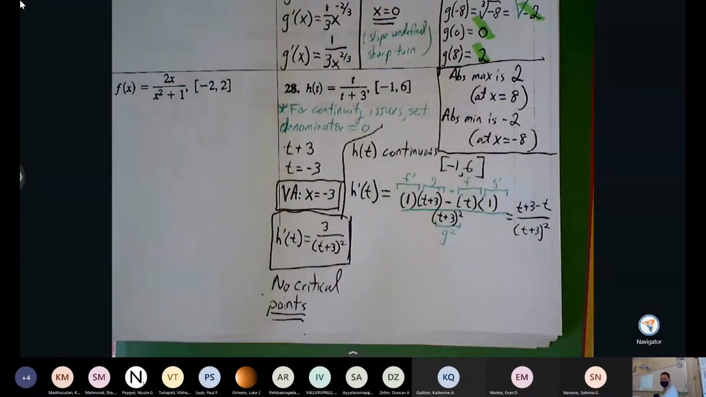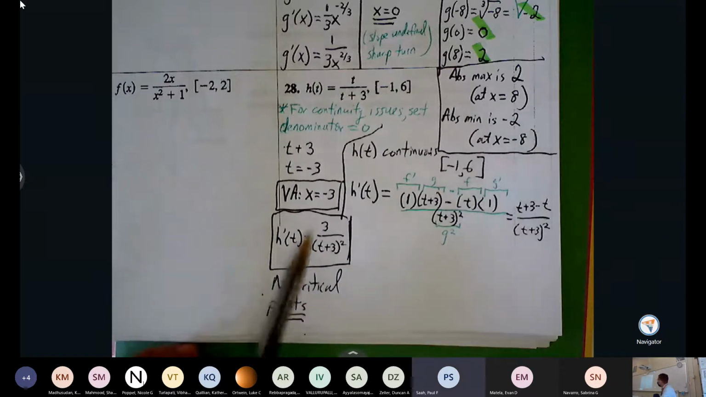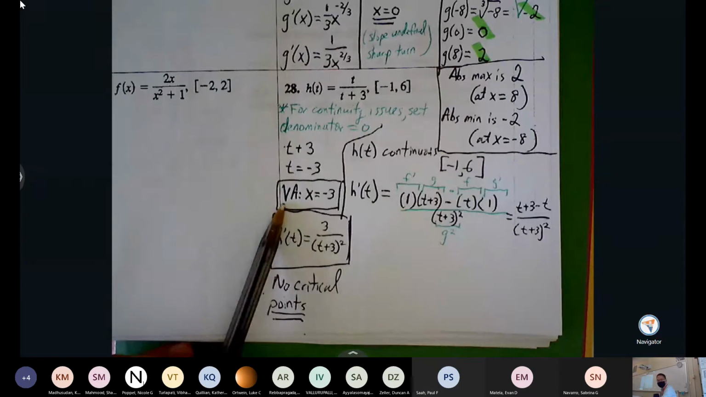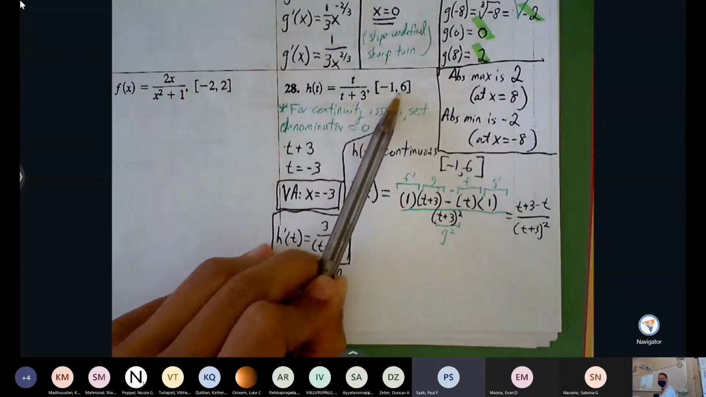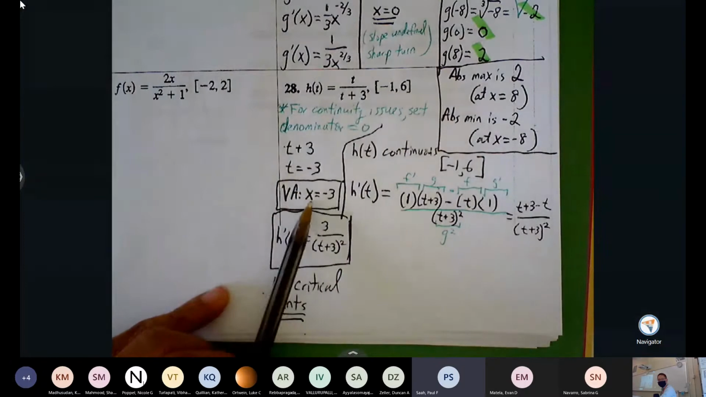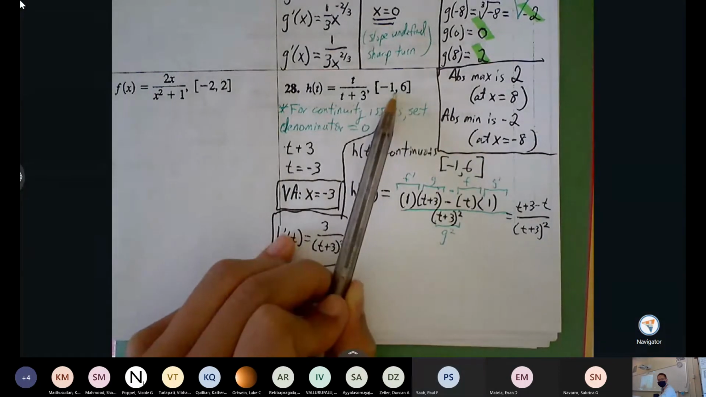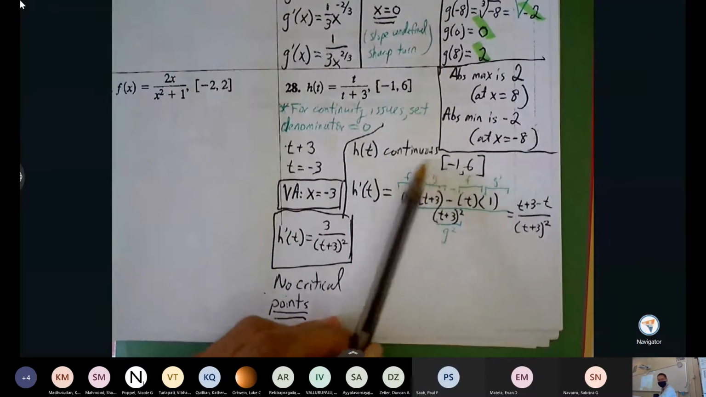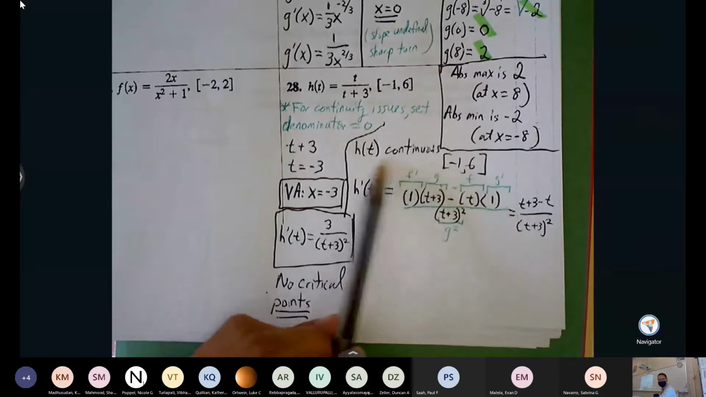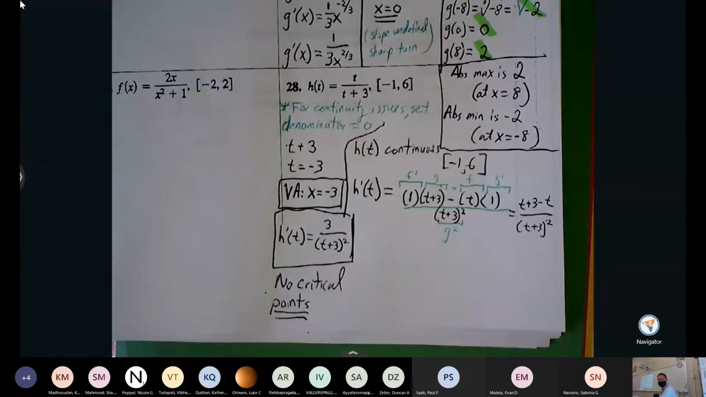Mr. Yang, how is it continuous if it has a vertical asymptote? That's true, right? You're right. It's not continuous everywhere, right? There's a vertical asymptote, but we only care about the what? Domain, or like the interval. The interval, yeah. That's right. So is that vertical asymptote going to affect our interval? No. So that's why we can say we have continuity on the closed interval, and that's all we care about. Okay, that does make sense. Yeah, it does make sense.